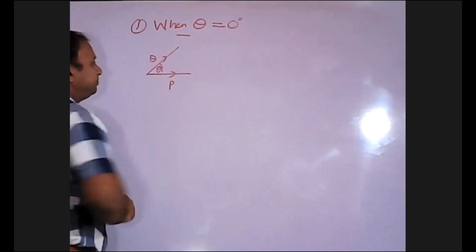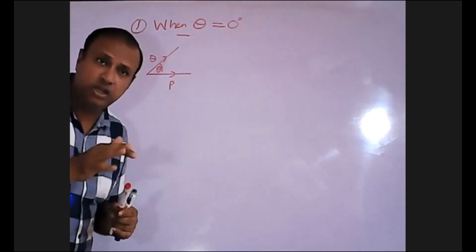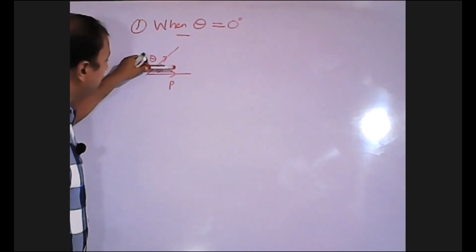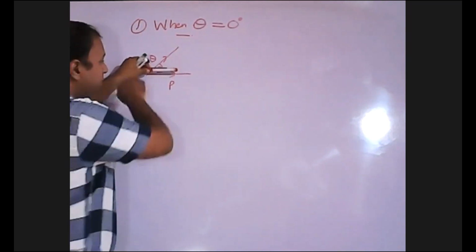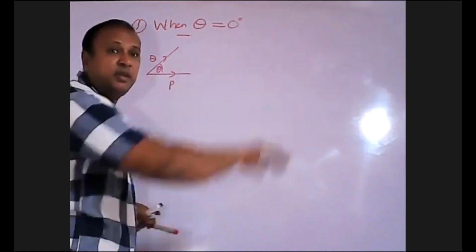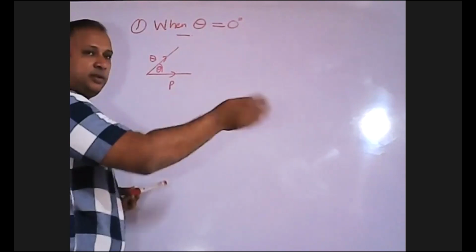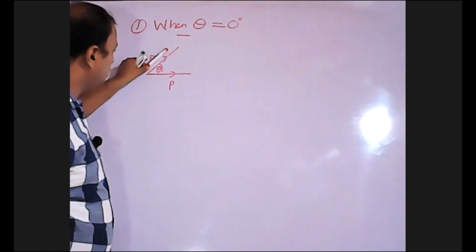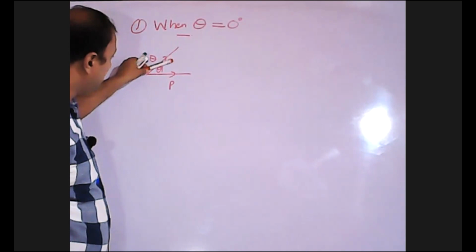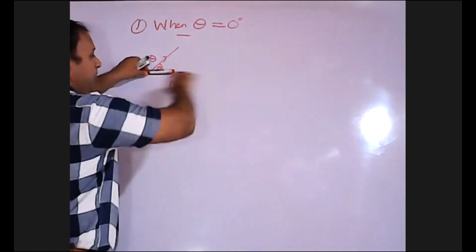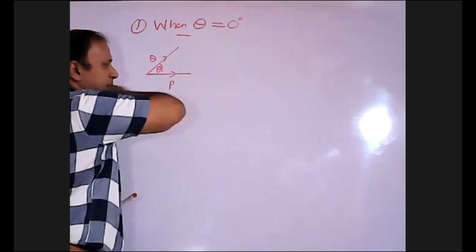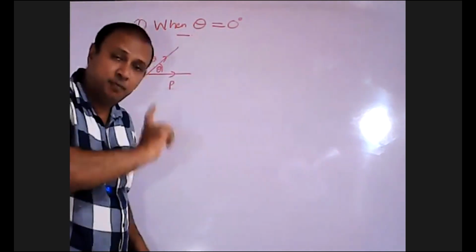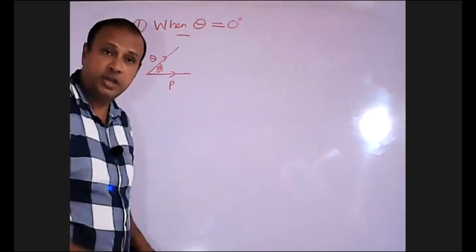This is P, this is Q, no? So if theta is equal to 0, you have to reduce this angle up to 0, no? If it is 0, both P and Q are directed in the same direction. Look at it this way. When you reduce theta to 0, then Q will be in this direction. That means both the vectors are directed in the same direction.